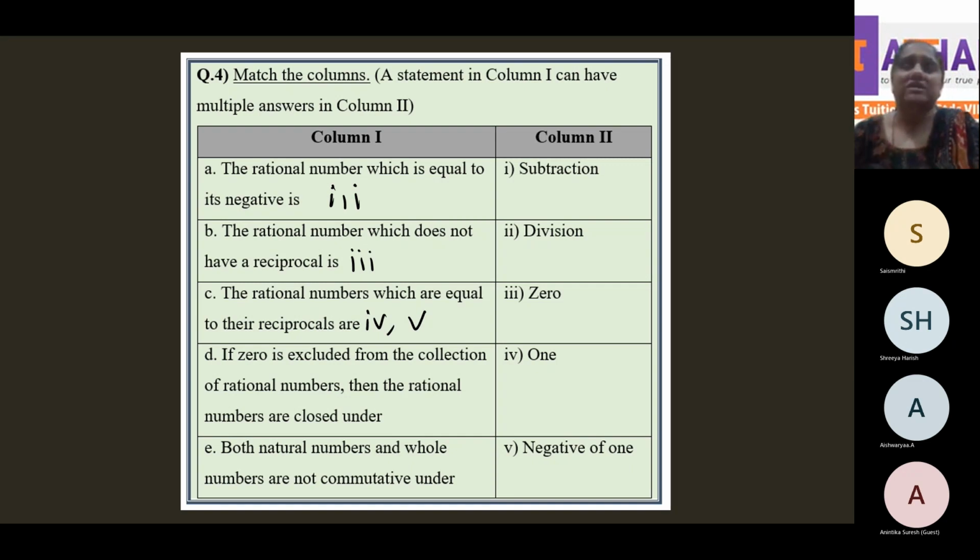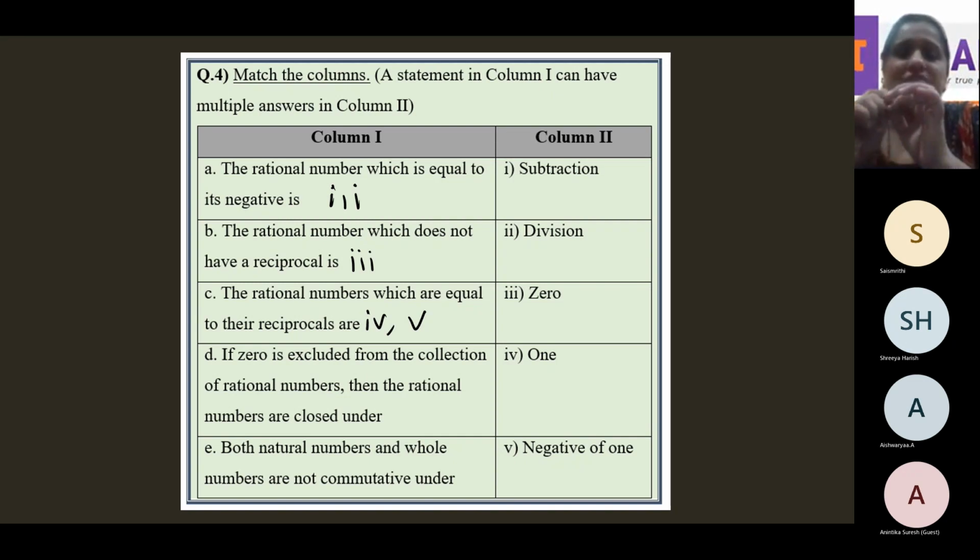Yes or no, children? That only is the collection of numbers you have now. Similarly, when 0 is excluded, the rational numbers are closed under division. That means when you divide two rational numbers, the result is also rational. Only if 0 is there, it's not true, because division by 0 is not defined. When you divide by 0, you will not get a rational number.